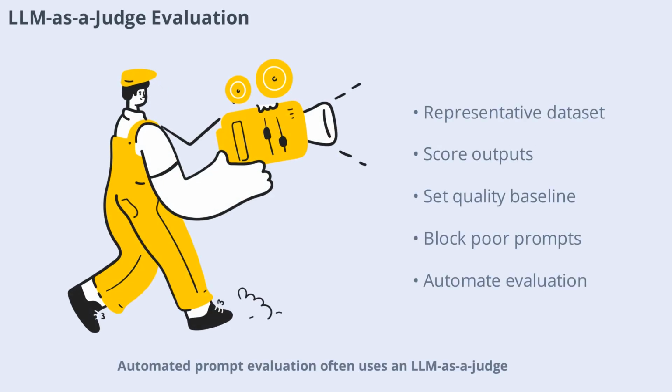Automated prompt evaluation often uses an LLM as a judge. This approach runs a small, representative dataset through the new prompt version and scores the outputs. If the results fall below a set baseline, the change is blocked from production. This method ensures that only high-quality prompts are deployed.